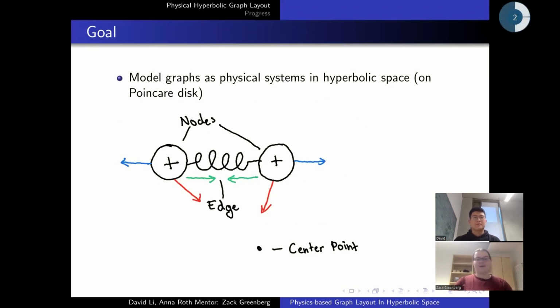So first, to give you a quick recap about what we're doing, we want to model graphs as physical systems in hyperbolic space. Hyperbolic space meaning we want to represent it on a Poincare disk. We want to model the graphs by considering the nodes as electrical charges that repel each other and the edges of the graph as springs that pull the nodes together. To avoid our graph flying around somewhere, we also added gravity to the center point of the Poincare disk that pulls it somewhat towards the middle.